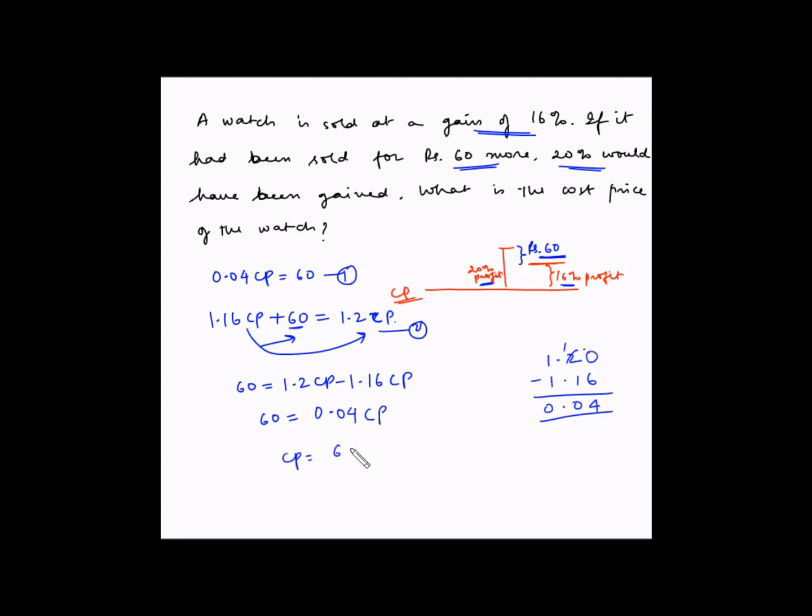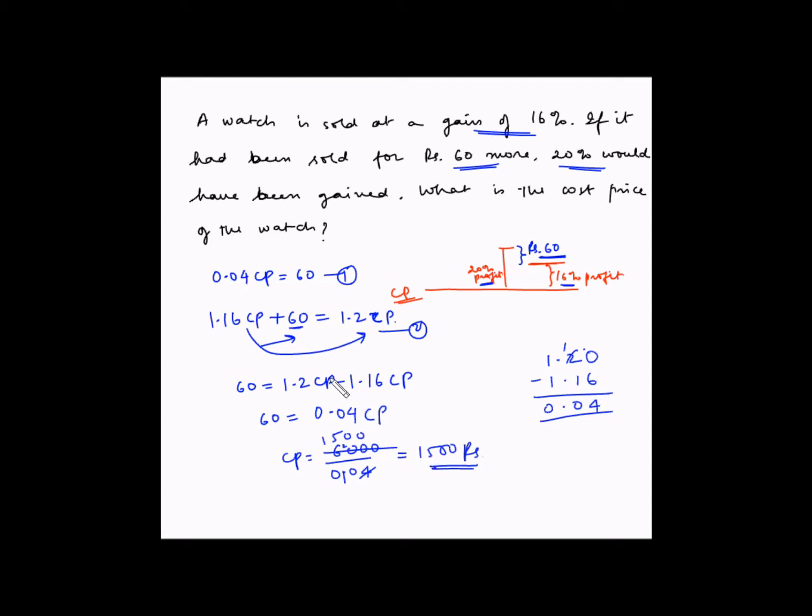CP is equal to 60 divided by 0.04. We can remove this decimal and put 2 zeros here. So 4 ones are 4, 2 carry over, 4 fives are 20, and then remaining 2 zeros. So this is equal to 1500 rupees.